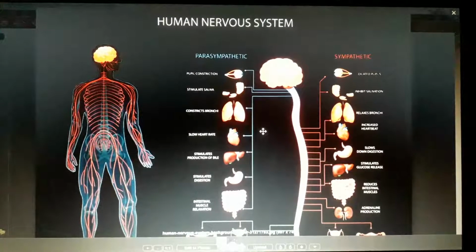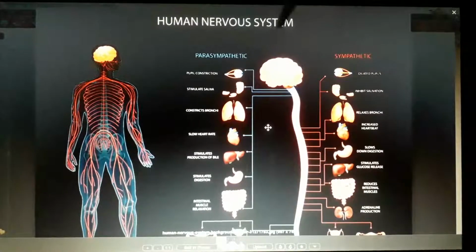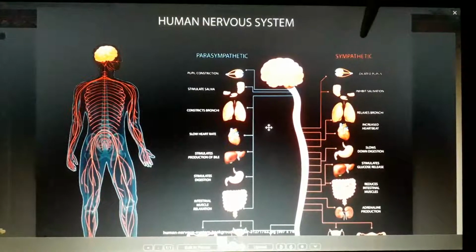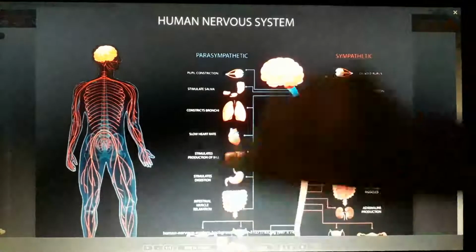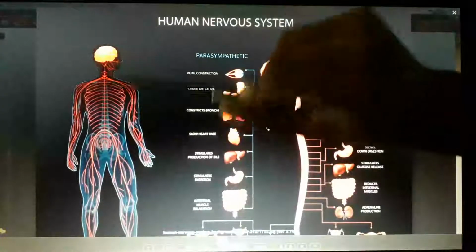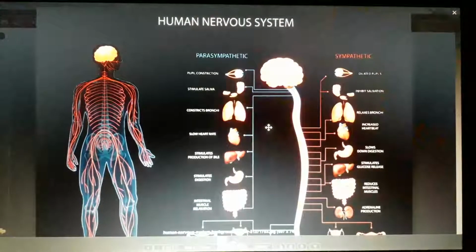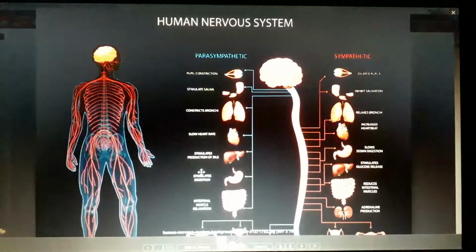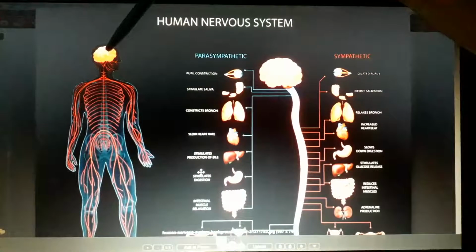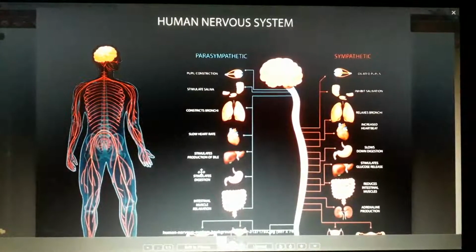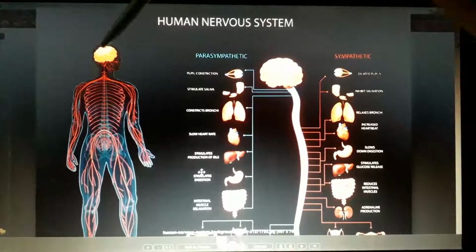Different parts of our body we will study later. Parasympathetic and sympathetic we will study later. I am just showing this photo of a human body. This is the brain, the main part, the thinking part, or the control house of our body, like a microprocessor in the computer. Brain controls everything in our human body.